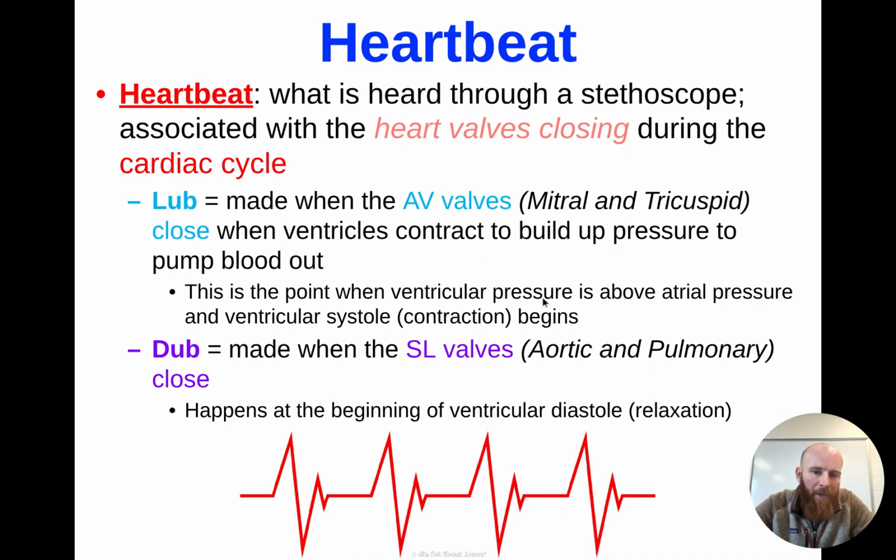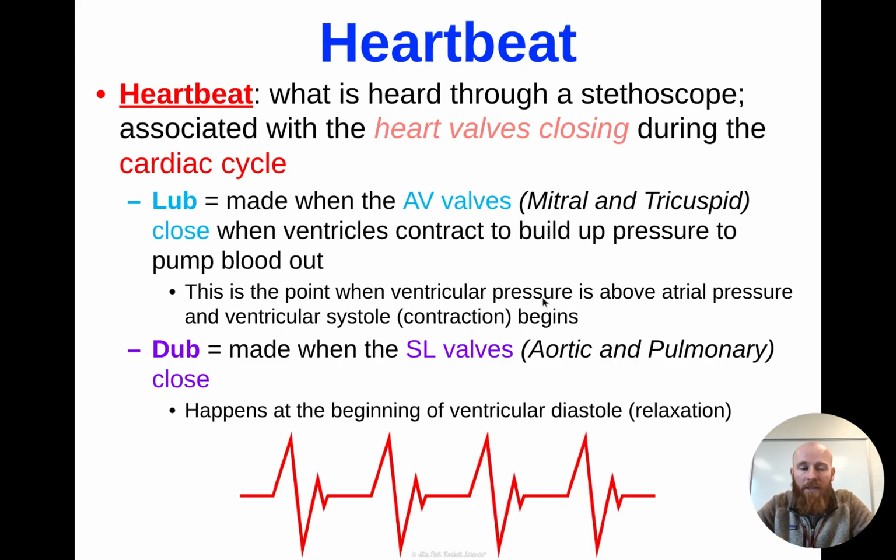The dub is made when those semilunar valves, right? That's between either the aortic or pulmonary veins. That's when those valves are closing because the pressure above the ventricles now has risen after the pump, okay? This happens basically whenever those ventricles have done their job and they begin to relax. We call that diastole, okay?